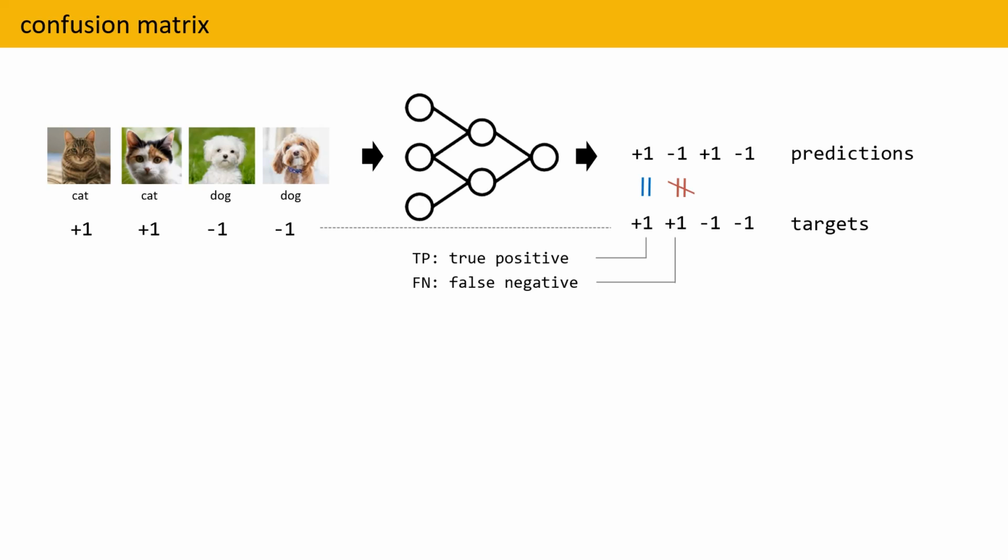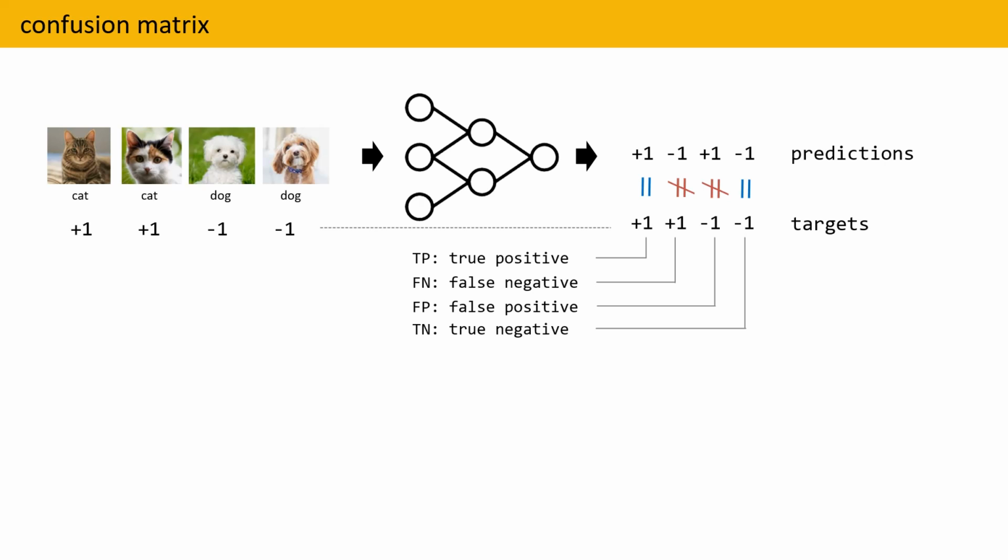Similarly, for the third image, the prediction is wrong. But in this case, +1 is falsely predicted, while the correct label is -1. We have a false positive prediction. Finally, for image number 4, the classifier prediction and the target label agree. Both are -1, and we have a true negative prediction.